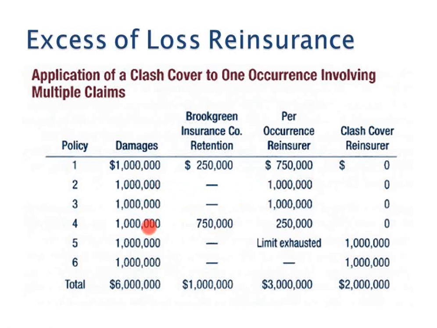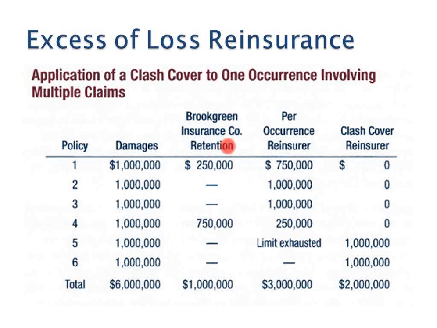Okay, same. Now this one's a different policy. It has a retention of $750,000, and the per occurrence reinsurer is $250,000 on this. And by this point, we've exhausted the limits. And what they don't show in here, unfortunately, and they don't talk about in the book, is what the total policy limits are. They just show examples. So this is where it gets a little confusing maybe.